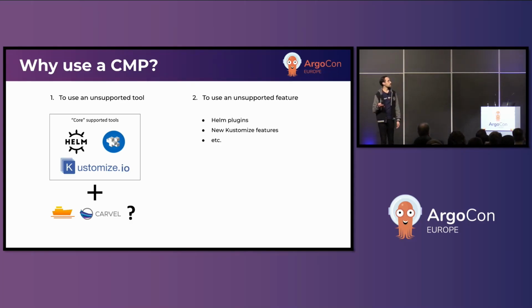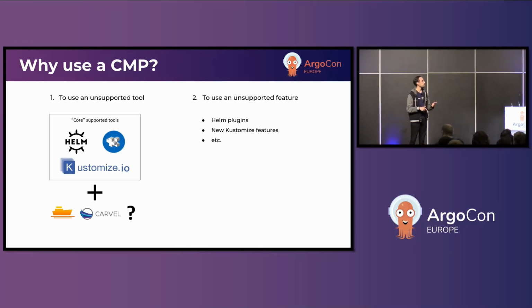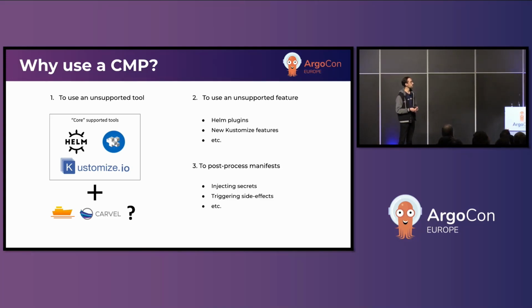The second reason is maybe one of the built-in tools doesn't support the feature that you want within Argo CD. So things like Helm plugins, or Kustomize 5.0 just came out, and I know there's some things in that we don't yet integrate with. Maybe you need that now, so you write a plugin to enable that feature for your organization.